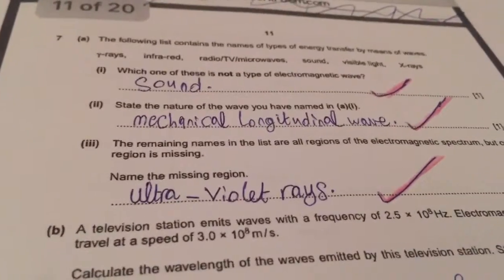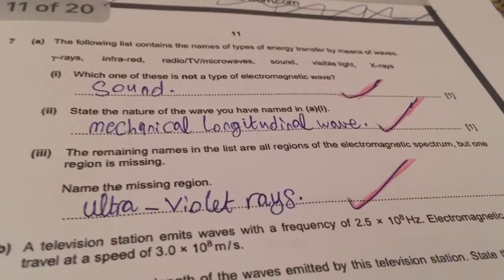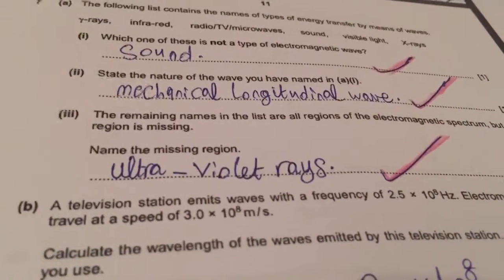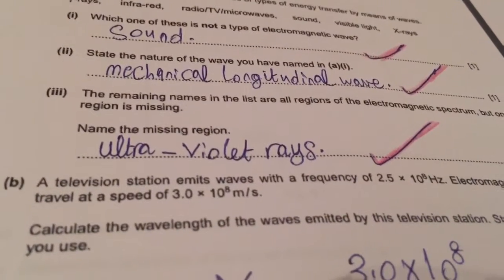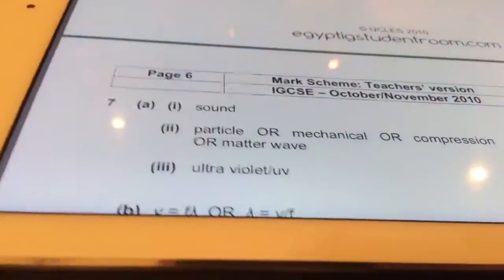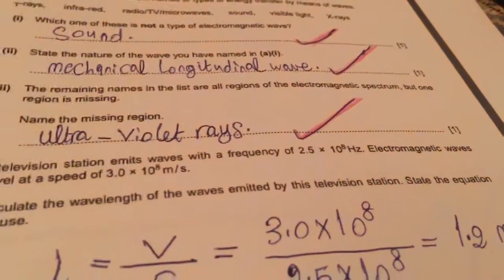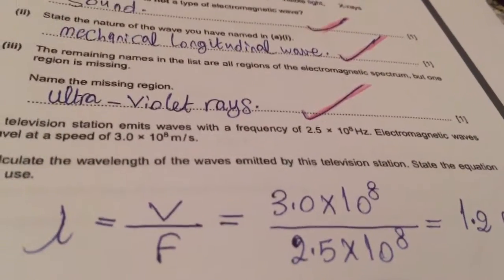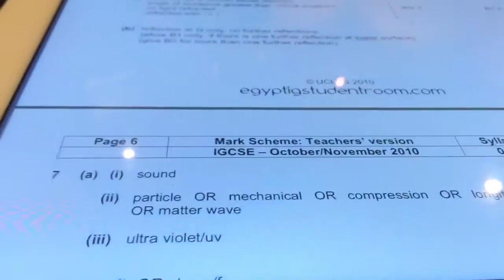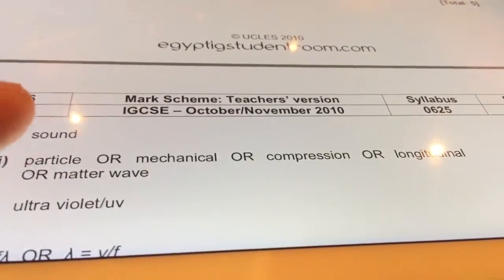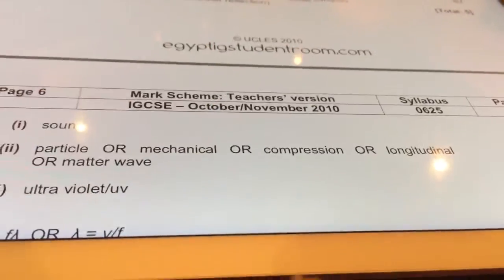7. The following list contains the names of types of energy transferred by means of waves. Which one of these is not a type of electromagnetic wave? It is sound waves. Let's check the mark scheme. Sound, cool. State the nature of the wave you named in AI, which is the sound wave. So mechanical longitudinal wave. We said mechanical or longitudinal, so cool.